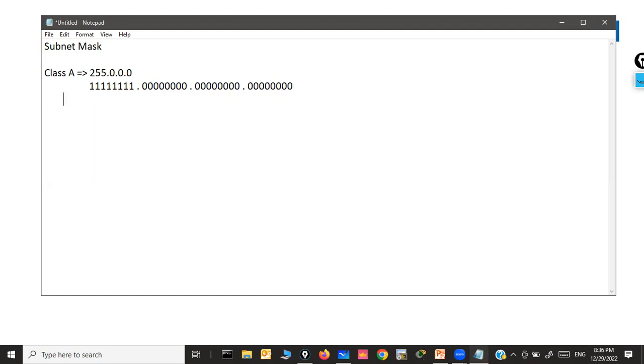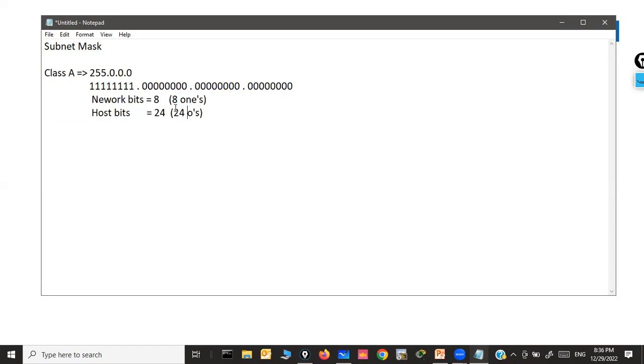And in this class A, network bits is equal to 8 because in total there are 8 ones. And host bits is equal to 24 because there are 24 zeros. So 8 ones and 24 zeros. So that is as per the default subnet mask.